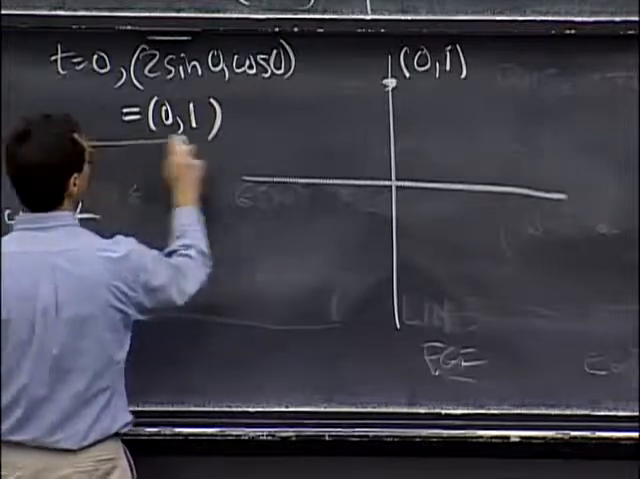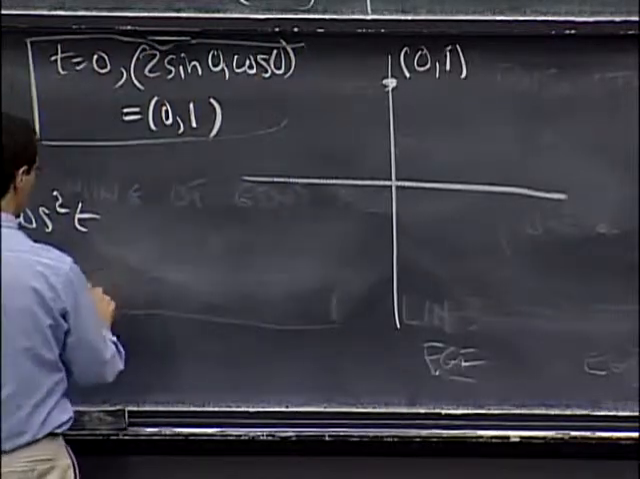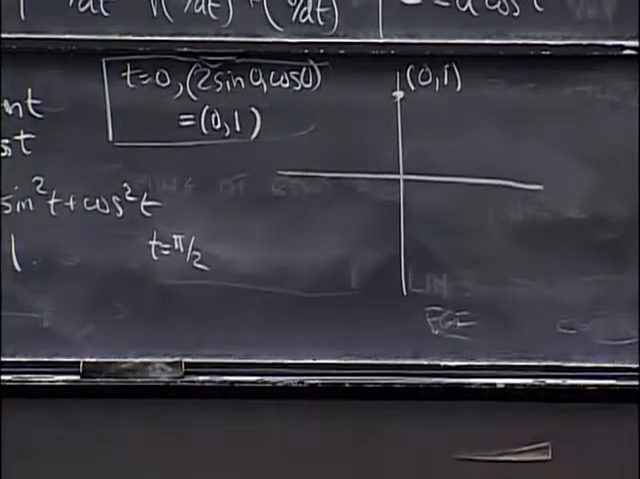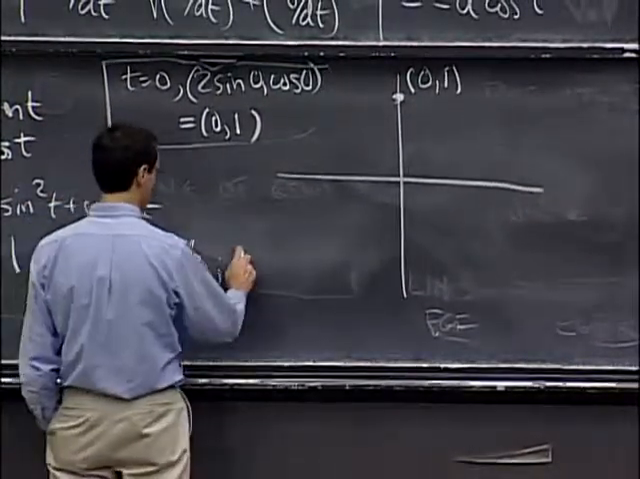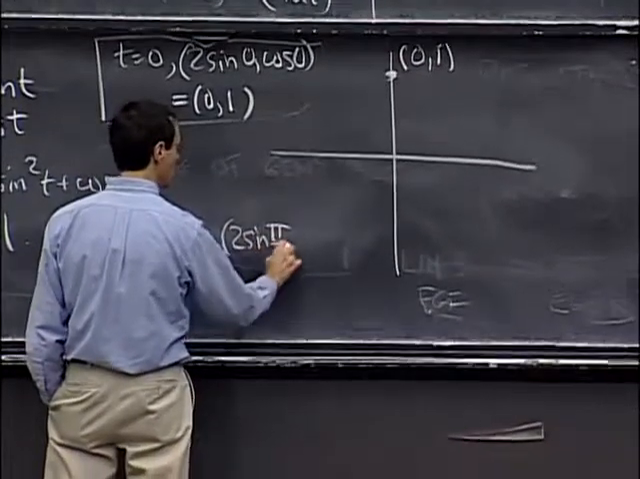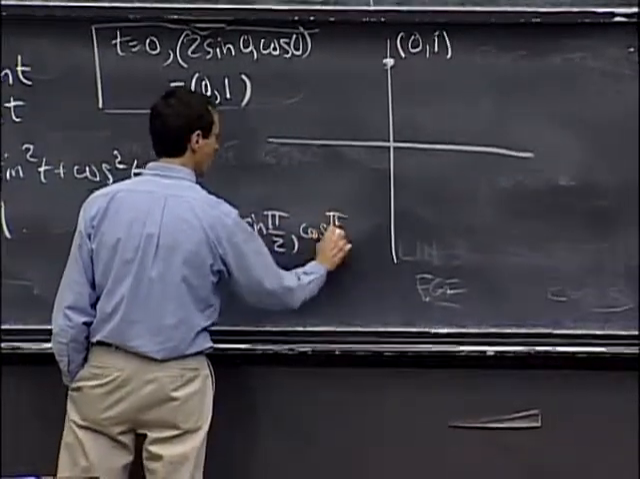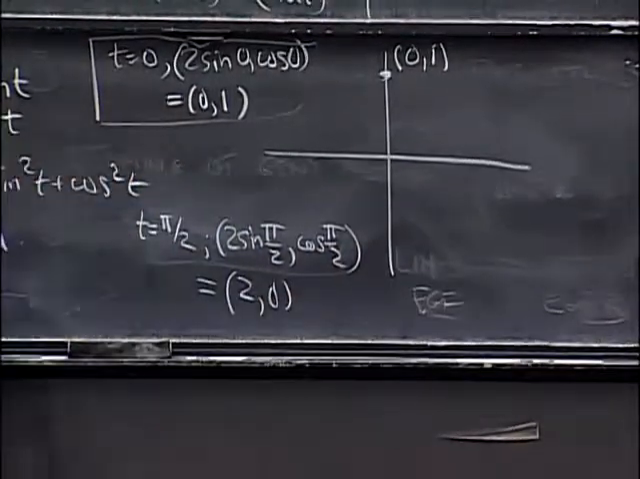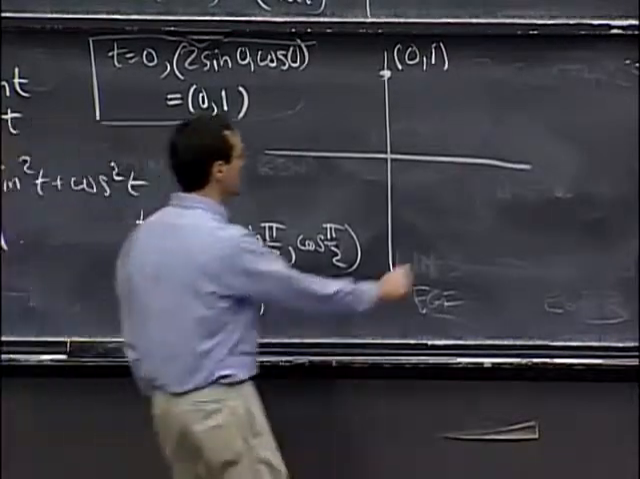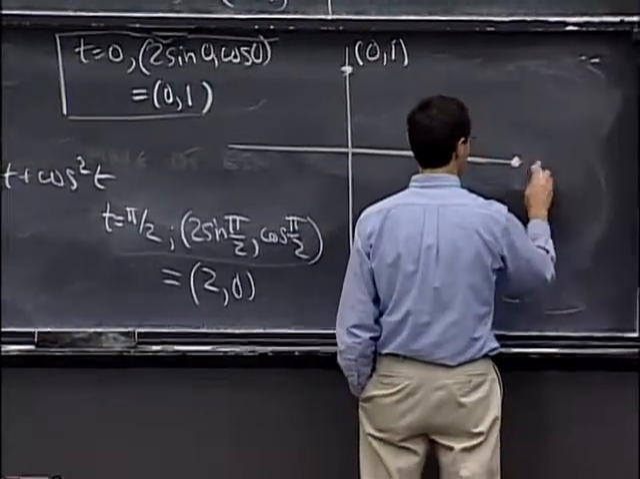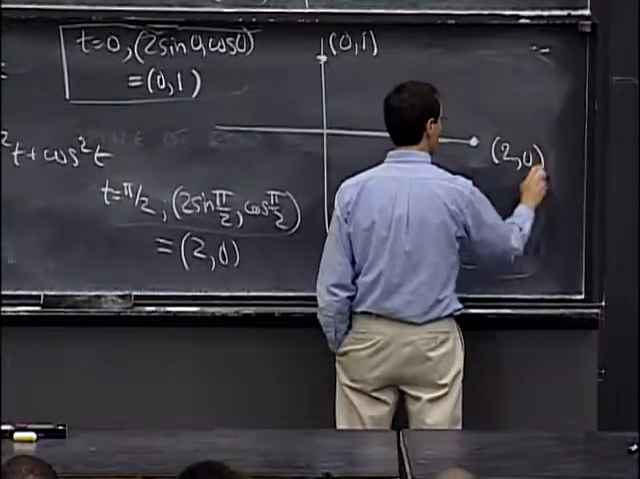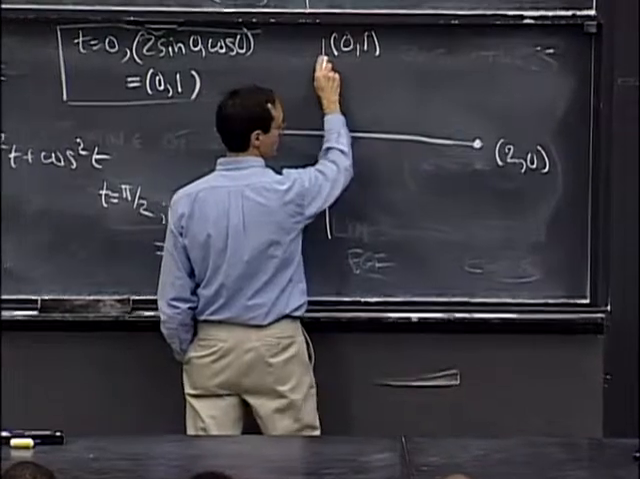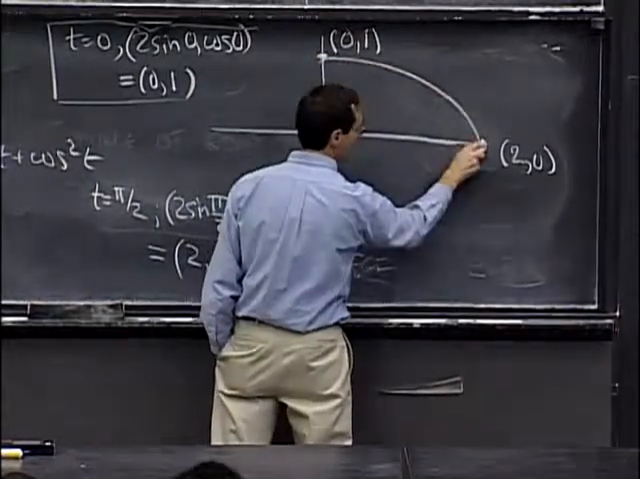And then the next little place, so this is one thing that certainly you'll want to do. t equals pi over 2 is maybe the next easy point to plot. And that's going to be 2 sine pi over 2, cosine pi over 2. And that's just 2 comma 0. And so that's over here somewhere. This is 2 comma 0. And we know it travels along the ellipse, and we know the minor axis is 1 and the major axis is 2, so it's doing this.